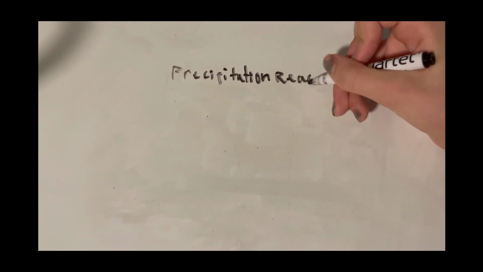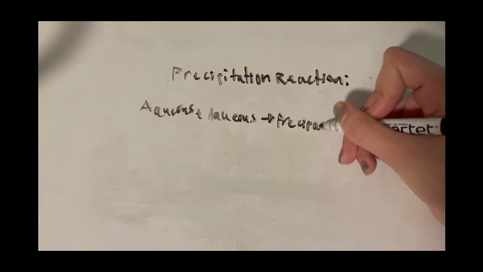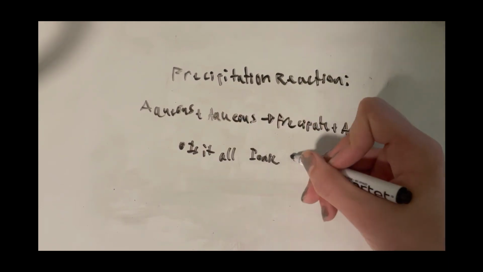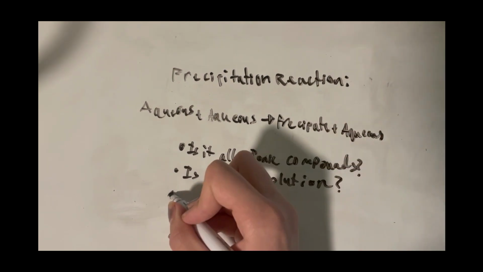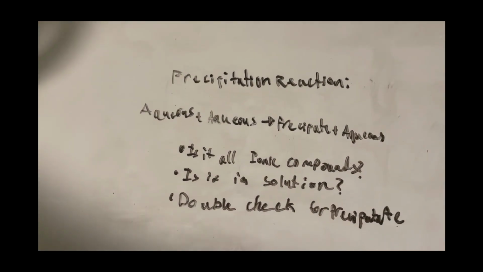The second kind of double replacement reaction is a precipitation reaction. In this kind of reaction, 2 aqueous solutions mix together to form a precipitate. There are a few good ways to figure out if a double replacement reaction is a precipitate one. First, check to see if all the compounds are ionic. Then check to see if the compounds are in solution. Lastly, make sure there is a precipitate.